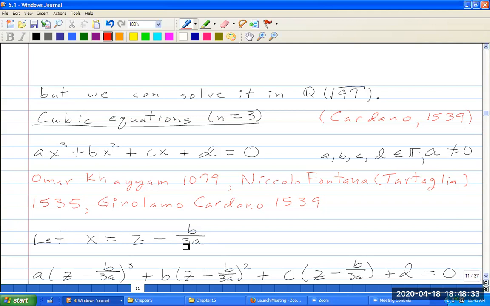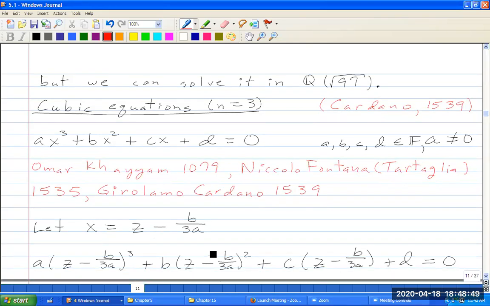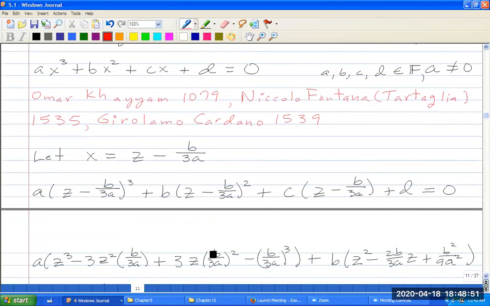And so to get rid of the term of power one less than the leading order term, you just do z minus b over na, where n is the degree of your polynomial. Okay, so replace x by z minus b over 3a.